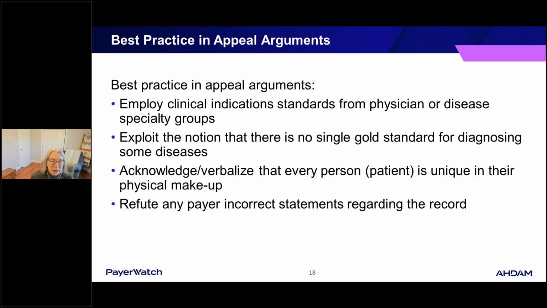And then what's really important too is don't forget to refute any payer incorrect statements regarding the record. So we see this a lot. The payer will say one thing in the record and it's absolutely not correct because hypoxia was recorded in the record, or the patient did have a fever even though the payer says they didn't. So I think it's really important to make sure that you're refuting those statements in your argument to say the payer is wrong, because it just sets the expectation that if the payer is going to audit your record, they need to audit it thoroughly and completely and accurately and fairly.